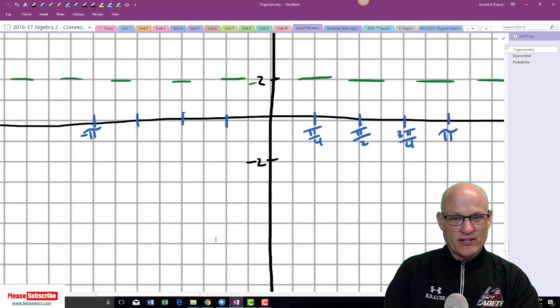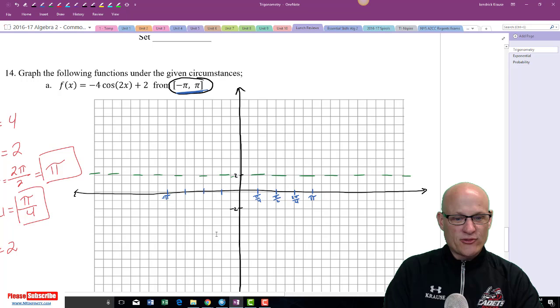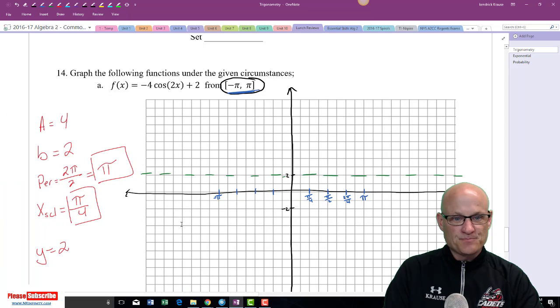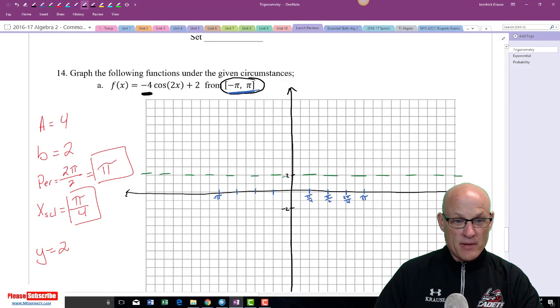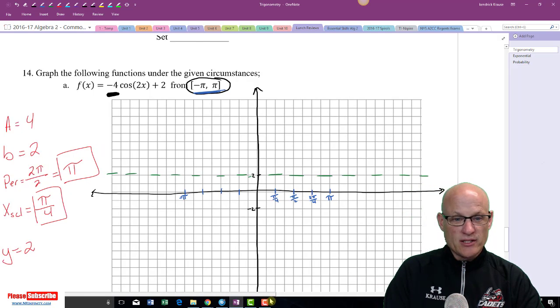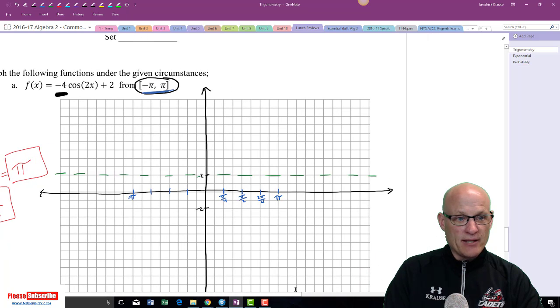It's less clutter if I do that. All right, so I got the midline drawn in. Because this is a cosine curve, it's going to start at a max or end at a max or a min. In this case, because it's negative 4, we're going to start at a min. I start at a min, end at a min.